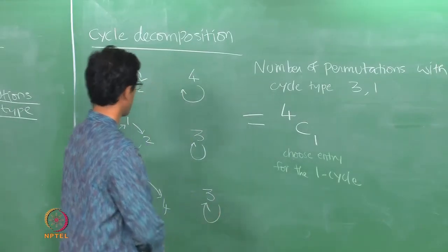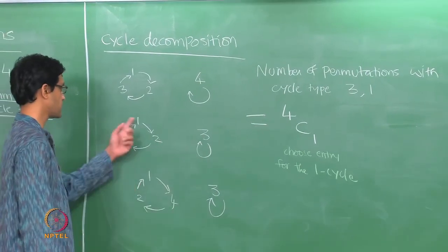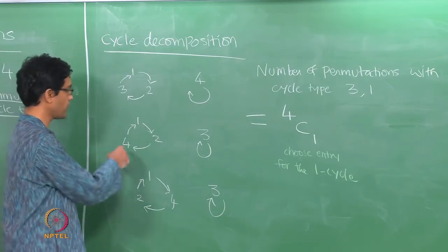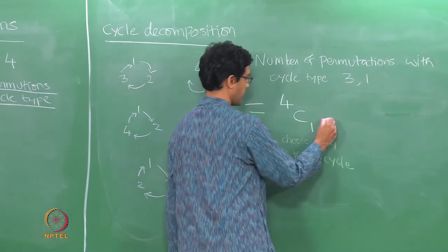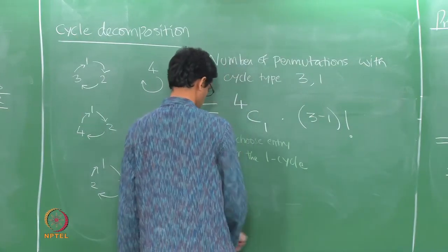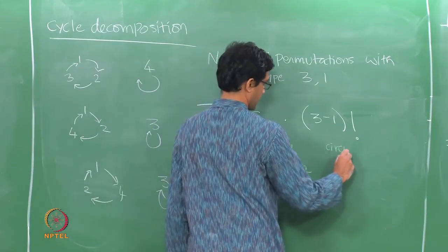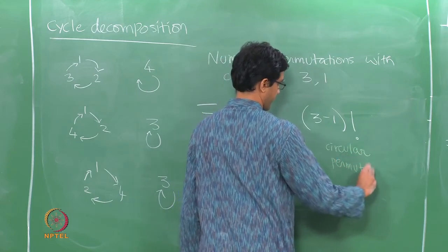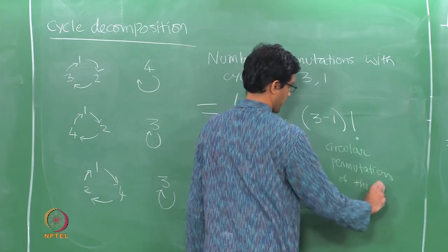So coming back to this problem here, we have chosen the entry which goes into the 1 cycle. What's left is 3 numbers, and those 3 numbers must be arranged in a circle, and the number of ways of doing it, as we just saw, is 3 minus 1 factorial. So it's 4 choose 1 times n minus 1 factorial, where n is 3. So what is this? This is just the number of circular permutations of the remaining 3 numbers.